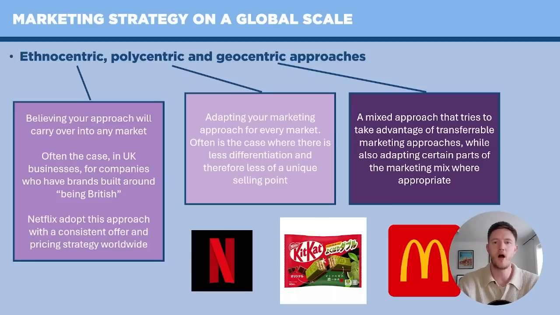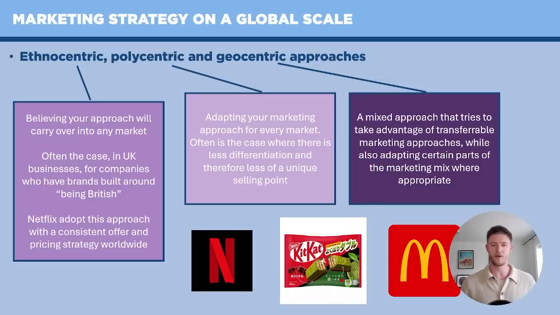Okay, so marketing strategy on a global scale. We've got 3 different approaches that we study in Theme 4, and they affect the entirety of the marketing mix. So we've got ethnocentric, polycentric, and geocentric. So let's go through what these 3 mean and look at an example of each. So ethnocentric is the belief that your approach will carry over into any market. Sometimes this is if your marketing and your brand is based around you being from a particular country. So, for example, a business like Burberry, where they're a British brand, and the esteem about the brand is that they're British. If you changed that when you went to different countries, it would lose its appeal. So they keep the same marketing approach across all countries.